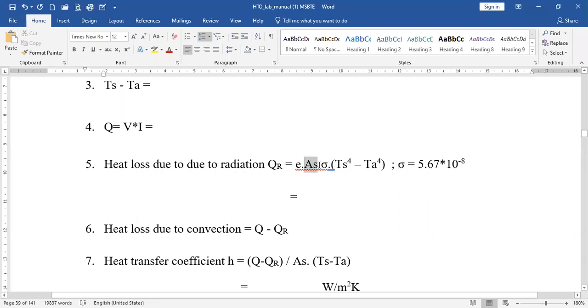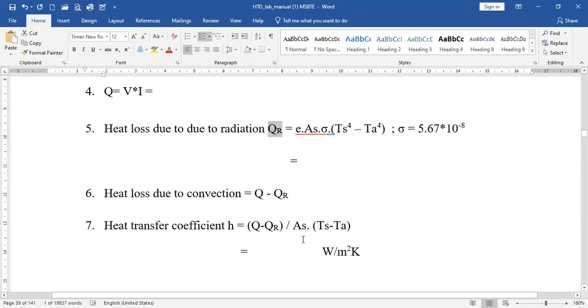We have already calculated this surface area, and on the basis of this temperature parameter also, and with the help of this emissivity, we can calculate this QR, right? So whatever the heat supply, that is nothing but Q, which can be calculated with the help of V into I. This is the QR, that is the heat loss due to radiations. So the remaining heat is with the copper tube.